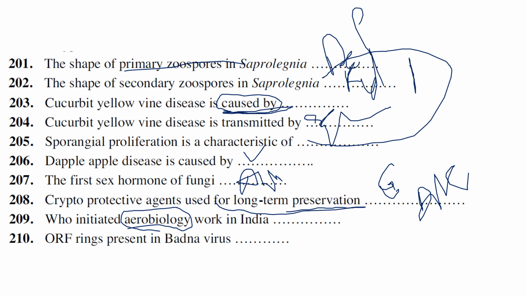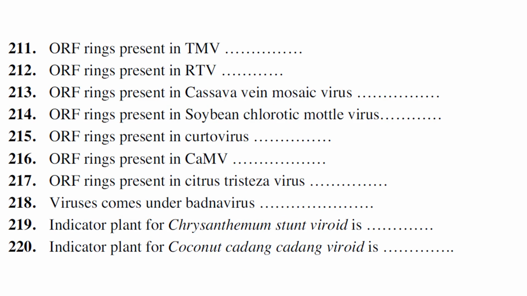ORFs are present in Badnavirus. ORF means open reading frame. Viruses contain open reading frames, and each virus has a different number. For example, tobacco mosaic virus contains 4. Generally, Badnavirus contains 3 open reading frames.